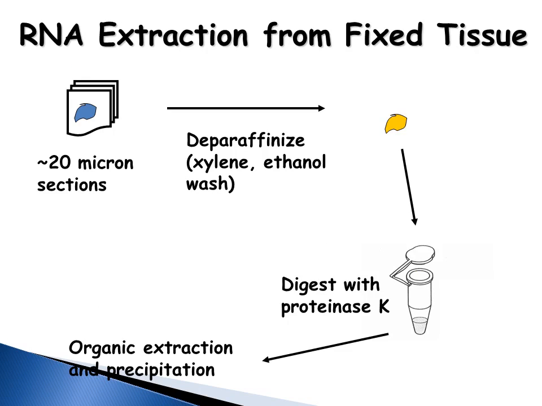You can extract RNA from fixed tissue sections. You want to get rid of the paraffin using xylene and ethanol, digest your tissue with proteinase K, and then you're going to want to do an organic RNA extraction using phenol and chloroform and precipitate using your ethanol.